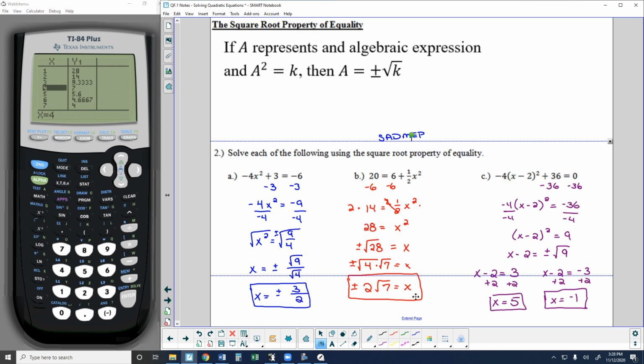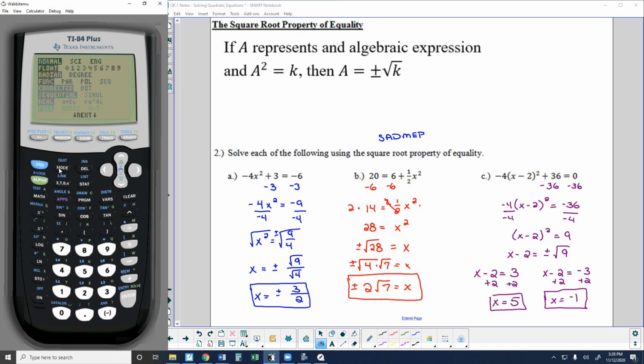Let's go ahead and double check to make sure these are solutions. So in my calculator, I'm going to take -4 times one x value, let's say 5, minus 2, quantity squared, plus 36. And we'll see that that does equal 0, so 5 would be a good solution. I can do the same thing, but instead put in a -1. And again, I would get a 0, and so these are both solutions for my equation.